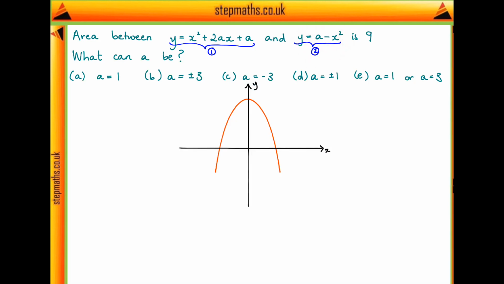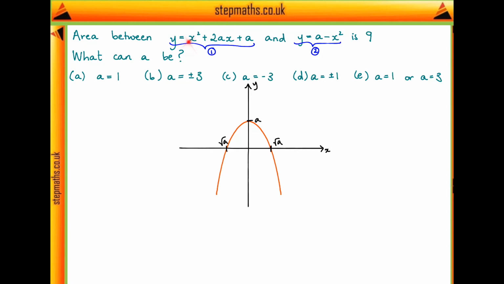Let's move it down a bit, actually. And this y-intercept up here is going to be a. And what are its roots going to be? Those will just be plus and minus square root of a. Okay, so we've figured out this quadratic, so now let's look at this one.